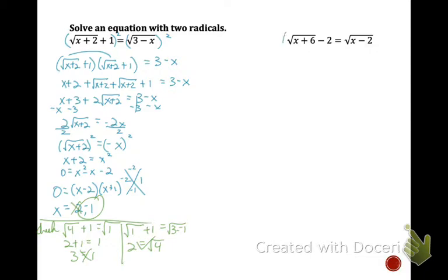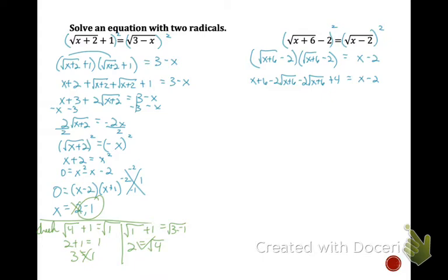So we'll go ahead and square both sides since our first radical is isolated on the right-hand side. So that means I'm going to take the square root of x plus 6 minus 2 times itself. So I multiply first terms together, which gives me x plus 6. Outer terms is negative 2 square root of x plus 6. Inner is negative 2 square root of x plus 6. And then last is positive 4.